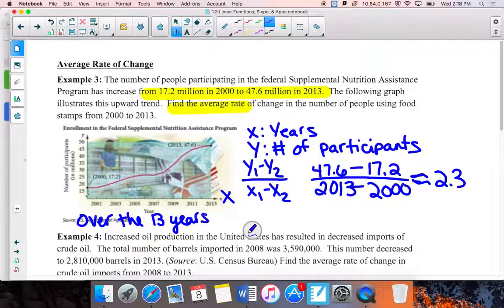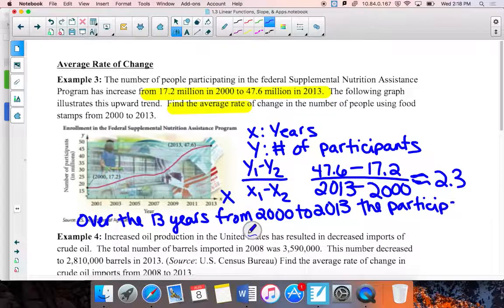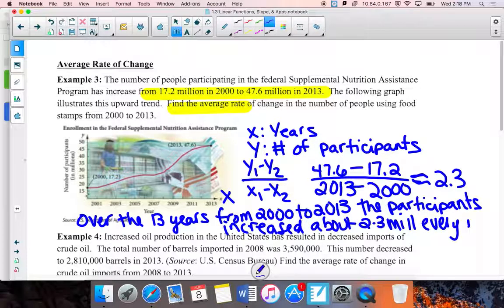So over the 13 years from 2000 to 2013, the participants increased about 2.3 million every year. So just make sure that when you're dealing with a word problem, you really try to bring it back to the context of what they're talking about.